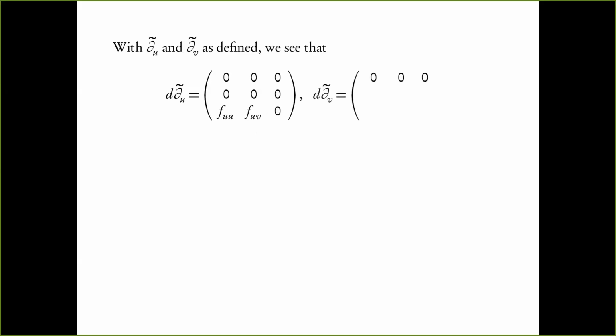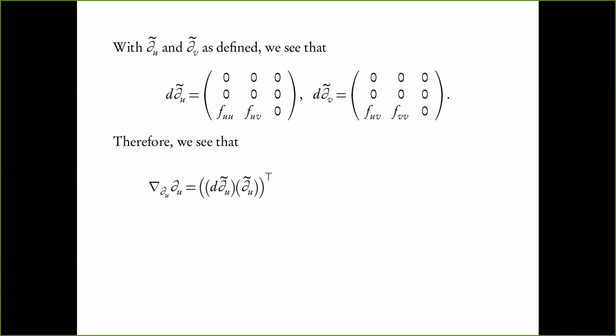Okay. What about d of del v tilde? Same thing. Del v tilde was 0, 1, f subscript v. So if you differentiate 0, it's 0. Differentiate 1, it's 0. If you differentiate f subscript v with respect to u, you get f_uv. With respect to v, you get f_vv. And the last entry is 0 because f subscript v, or del f del v, is independent of z by construction.